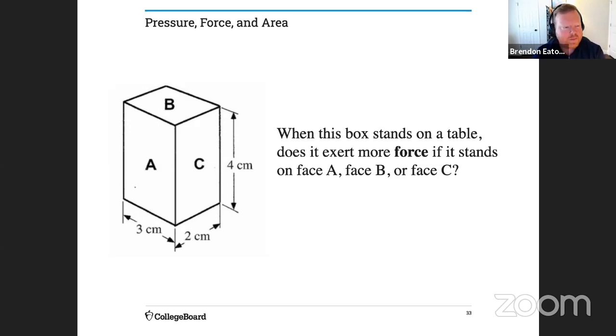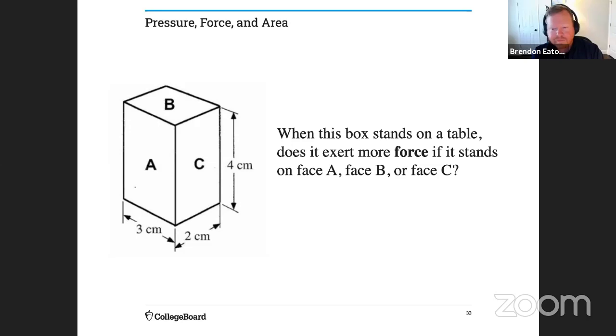Mr. Mancino, what were you about to say? I was going to say, how do you know how much force a mass exerts when it sits on a table? How much force are you exerting on your chair right now? Should be equal to your weight.